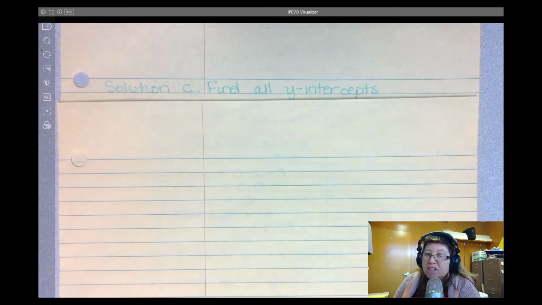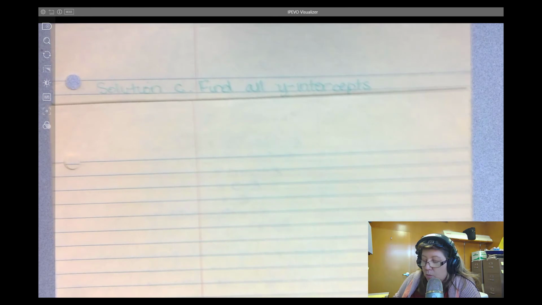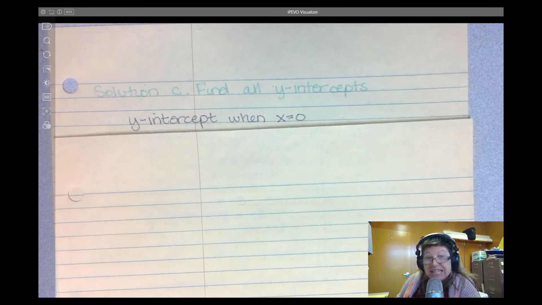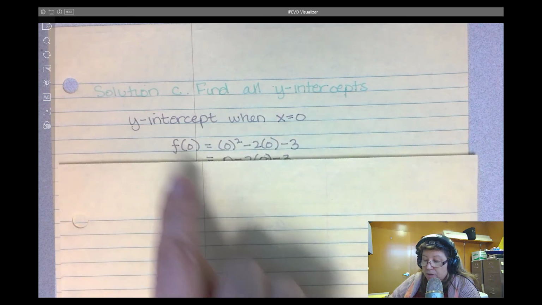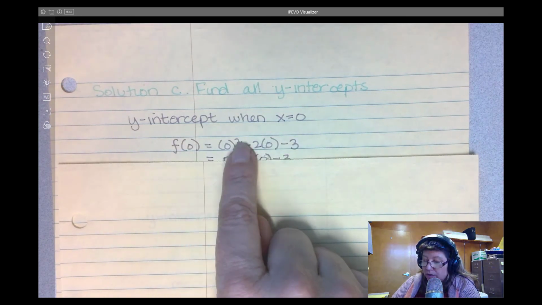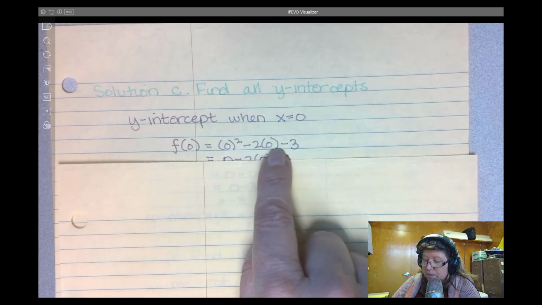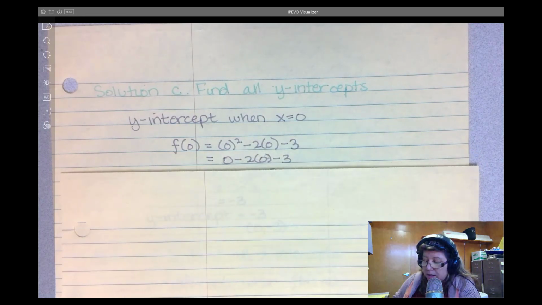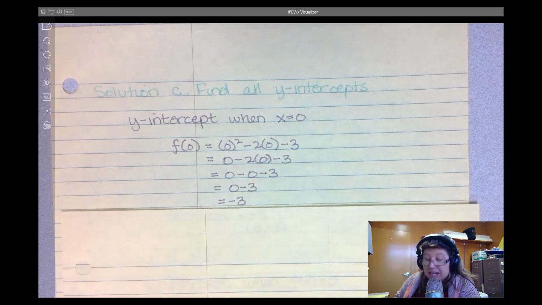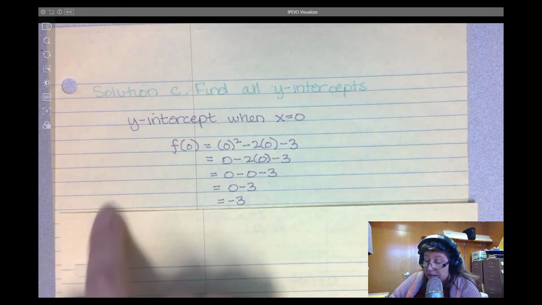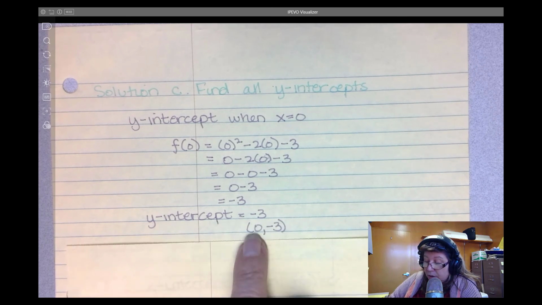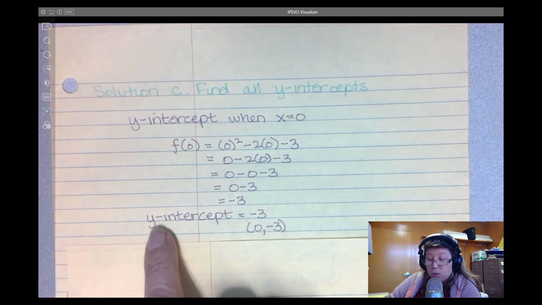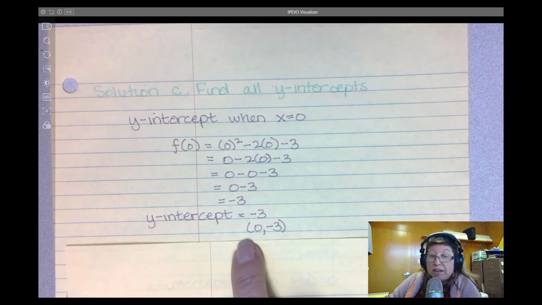Let's find all the y-intercepts. Well, when we have a y-intercept, that means x equals 0. So what I'm going to do is plug in f of 0. So f of 0 equals 0 squared minus 2 times 0 minus 3. All right, that gives me negative 3. So our only y-intercept is when x equals 0 and a negative 3 pops out. So we either say y-intercept equals negative 3, or we give the point location of (0, -3).